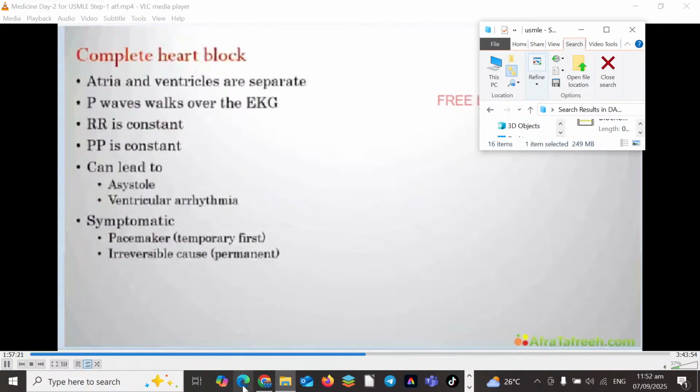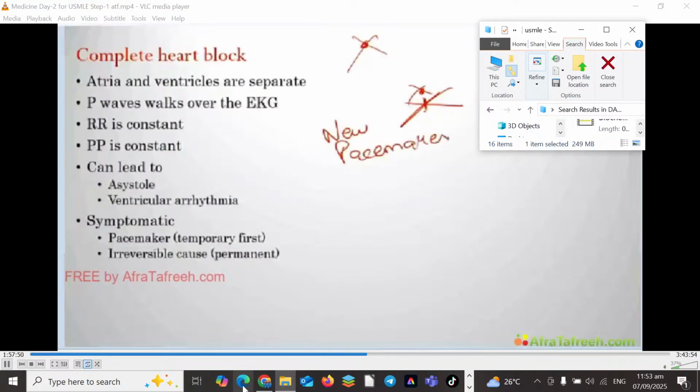When you have complete heart block, that means the SA node and the AV node are either not able to conduct at all, or they are not functioning at all. It can be in both conditions. Not functioning at all or cannot conduct at all. In either case, you need to have a new pacemaker. You need a new electricity generator.